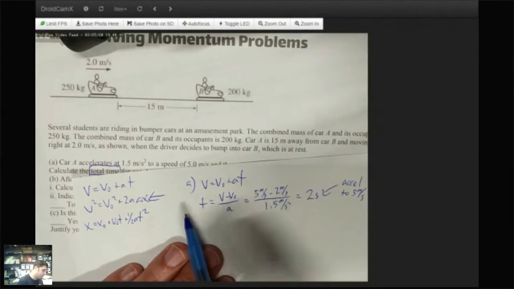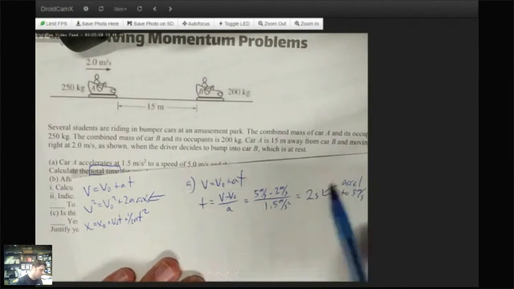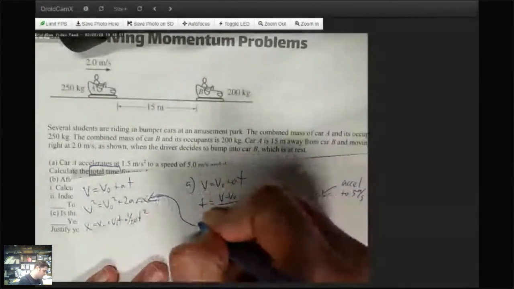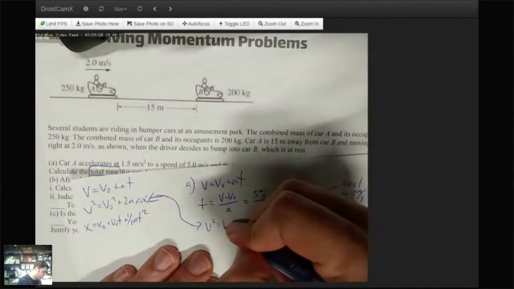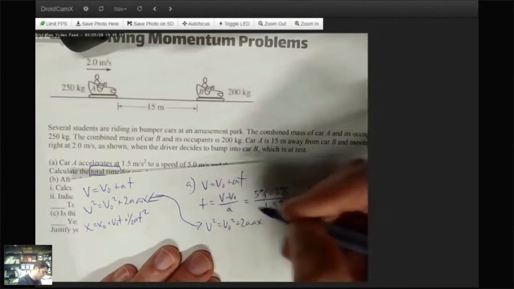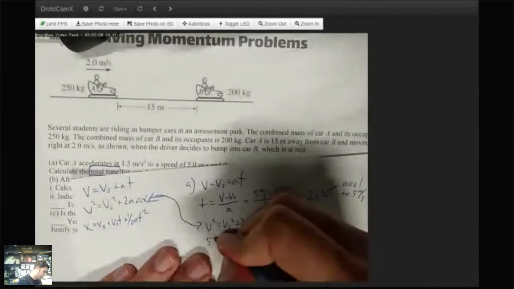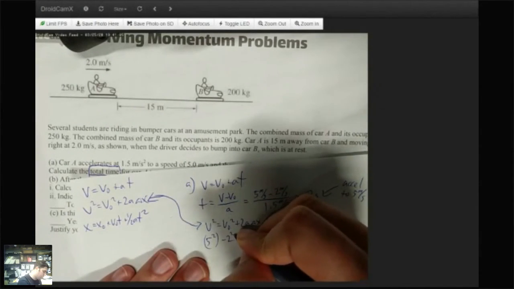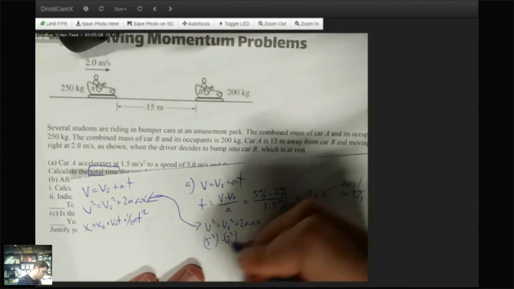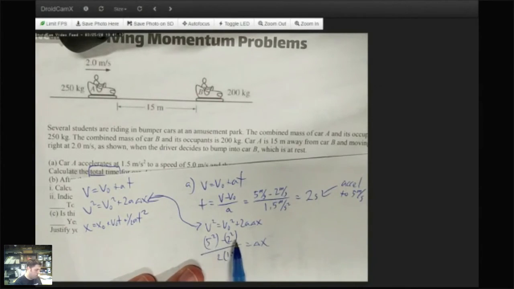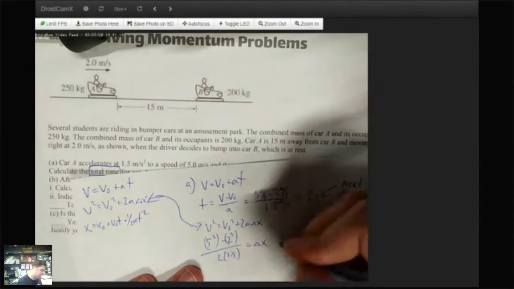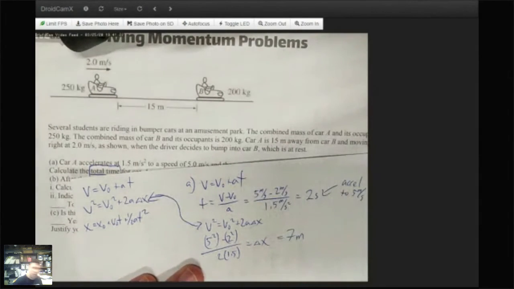Okay. So actually, we need to figure out how far I went to get up there. So maybe I'm going to use this one. Let's pull this one down here, because now that I look at it, this could be a useful thing to know too. V squared equals V naught squared plus 2a delta x. So 5 squared minus 2 squared over 2 times 1.5 equals delta x. So 25 minus 4, that's 21. 21 divided by 3 is 7. So I went 7 meters in 2 seconds while we were accelerating.